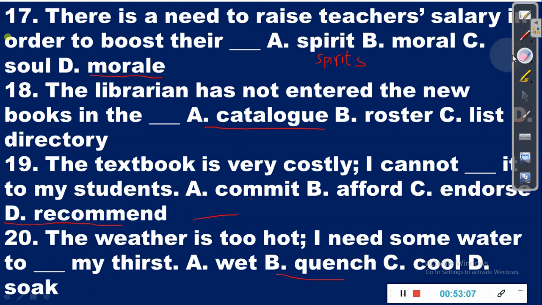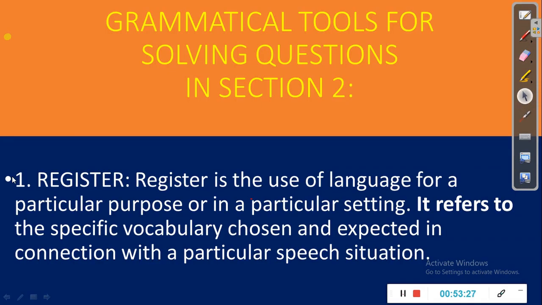So this is where we draw the curtain in today's video. We have been able to look at all the questions in section 2 using the various grammatical principles. And of course, let's look at the grammatical principles we used as tools. We looked at register, which is the use of language for a particular purpose or in a particular setting. All right. The specific vocabulary chosen and expected in connection with a particular speech situation.